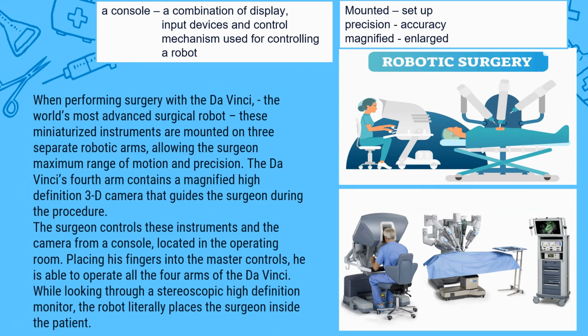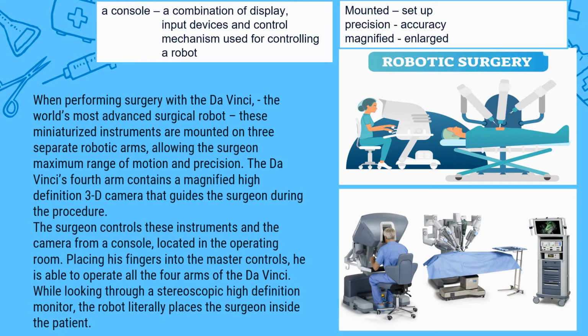When performing surgery with the Da Vinci, the world's most advanced surgical robot, these miniaturized instruments are mounted on three separate robotic arms, allowing the surgeon maximum range of motion and precision. The Da Vinci's fourth arm contains a magnified high-definition 3D camera that guides the surgeon during the procedure.